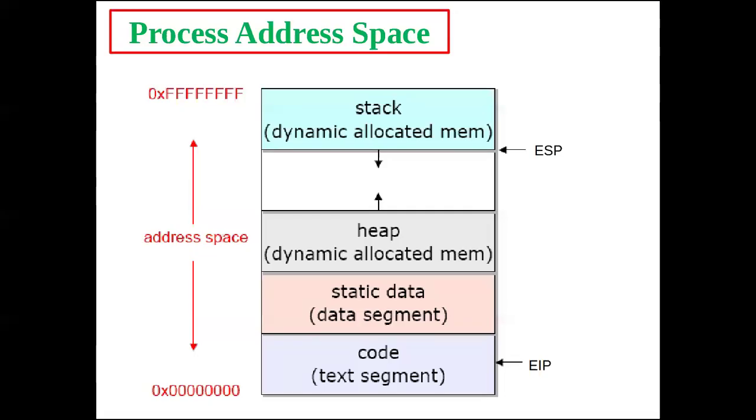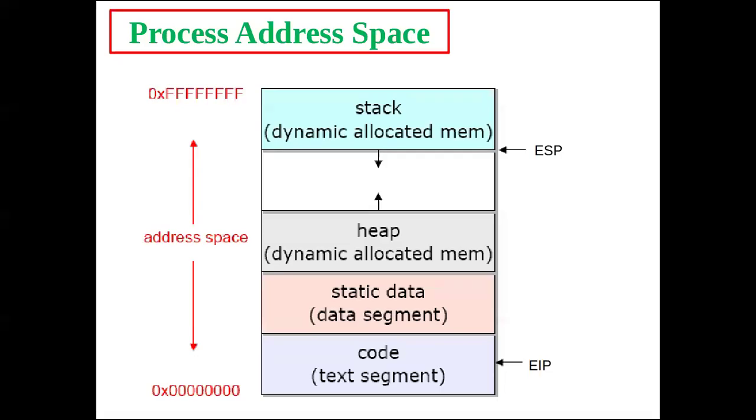Now see this particular image. Let us understand how memory is organized inside a process. This is called the process address space, and this diagram specifically tells you how a process is laid out in memory. Look at the left side of the diagram. You see the address space starts at 0 and ends at FFFF. This represents the full range of memory addresses available to the process.